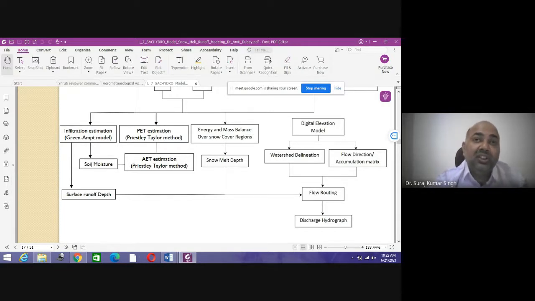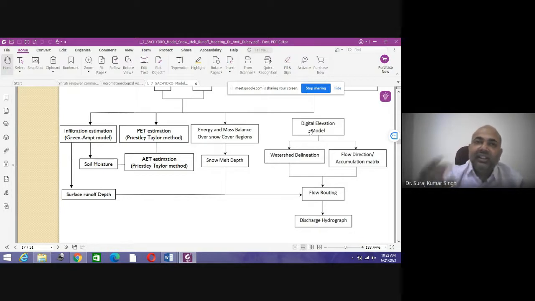Previously, we were seeing the potential, which means the estimation or approximation. But in the second step, we'll be calculating the actual evapotranspiration in that area, and we'll take the snow melt depth into consideration to map the surface runoff depth. So using all these parameters, whether related to soil moisture, actual evapotranspiration or snow melt depth, we'll be calculating the surface runoff depth, and finally we'll be combining all these layers with the digital elevation model for that particular basin or watershed.